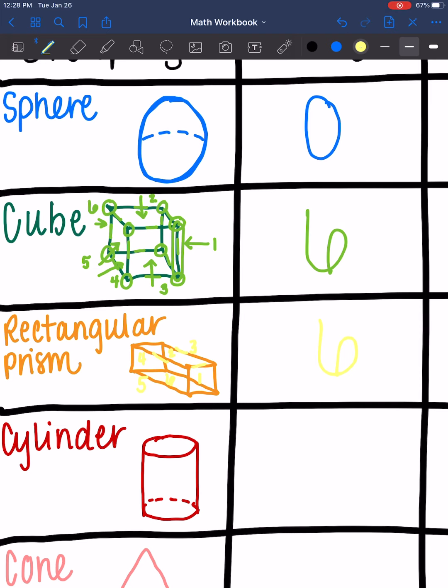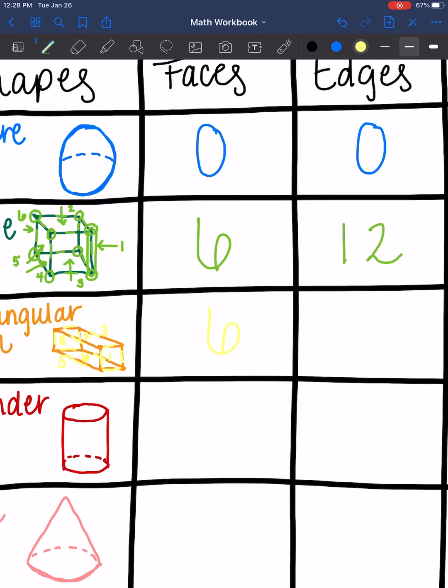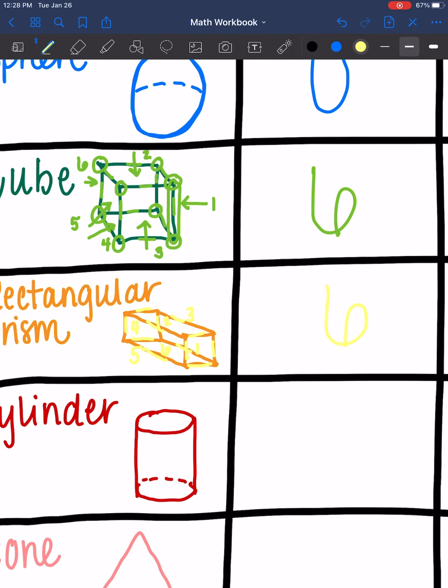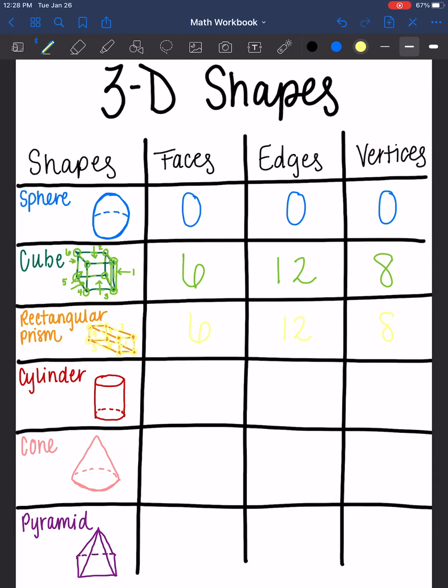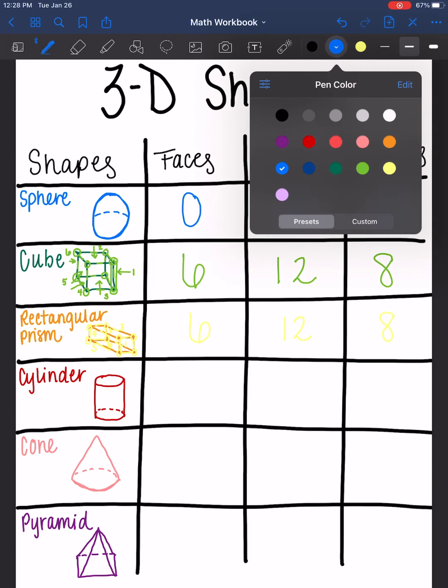Let's count the edges. 1, 2, 3, 4, 5, 6, 7, 8, 9, 10, 11, 12. We have 12 edges to our rectangular prism. And now we're going to count the vertices, which are the points of the shape, which is also 8. Notice how the cube and the rectangular prism both have the same amount of faces, edges, and vertices.